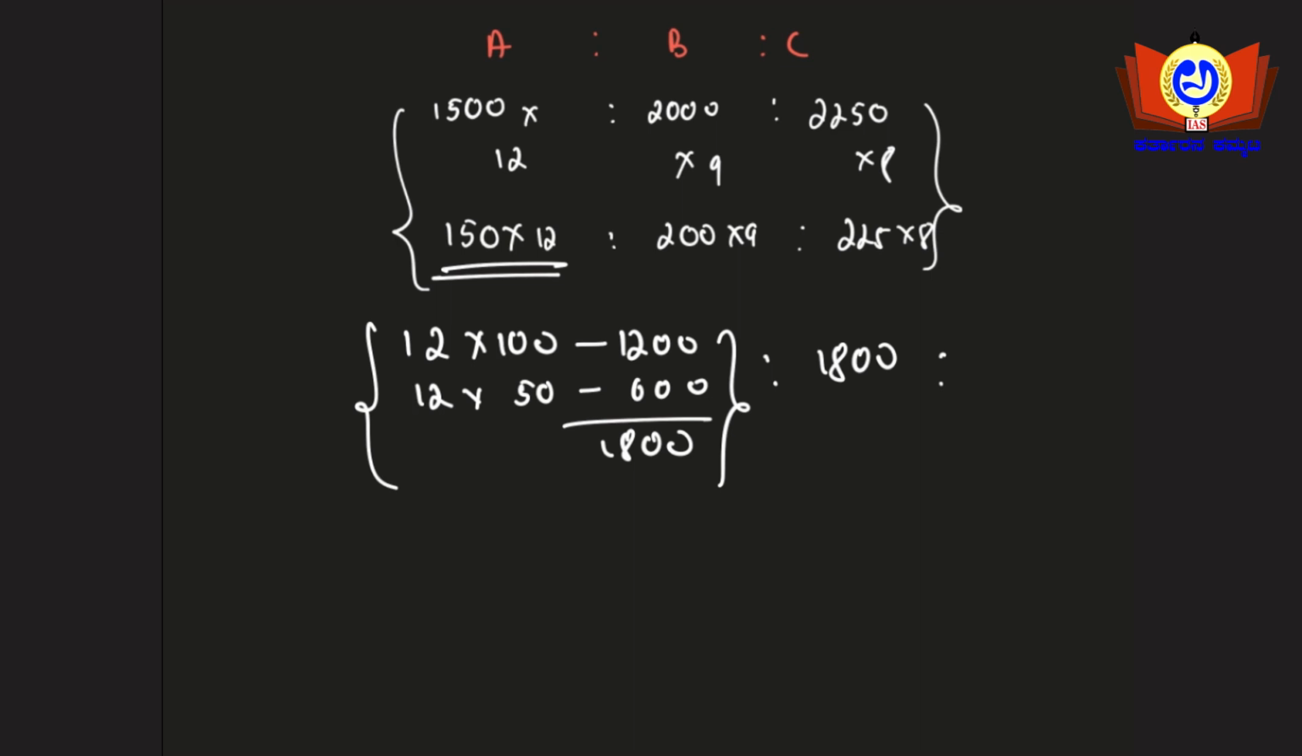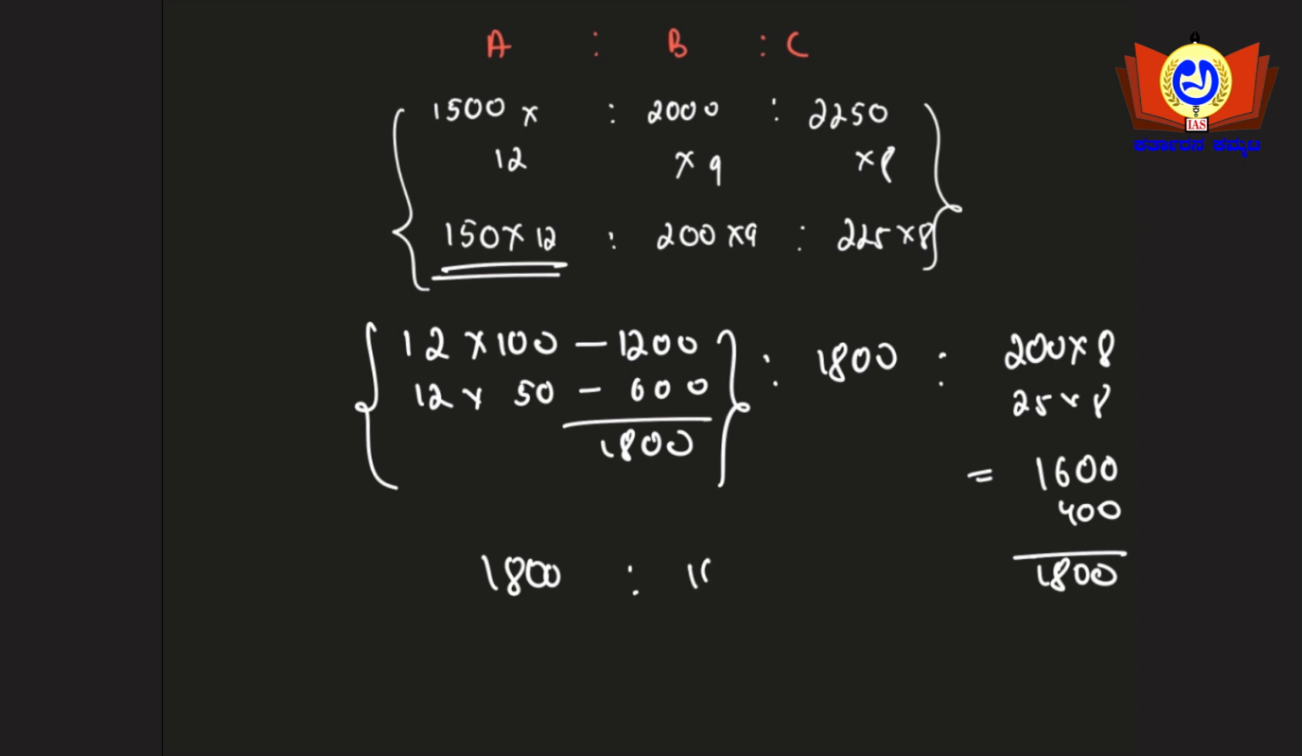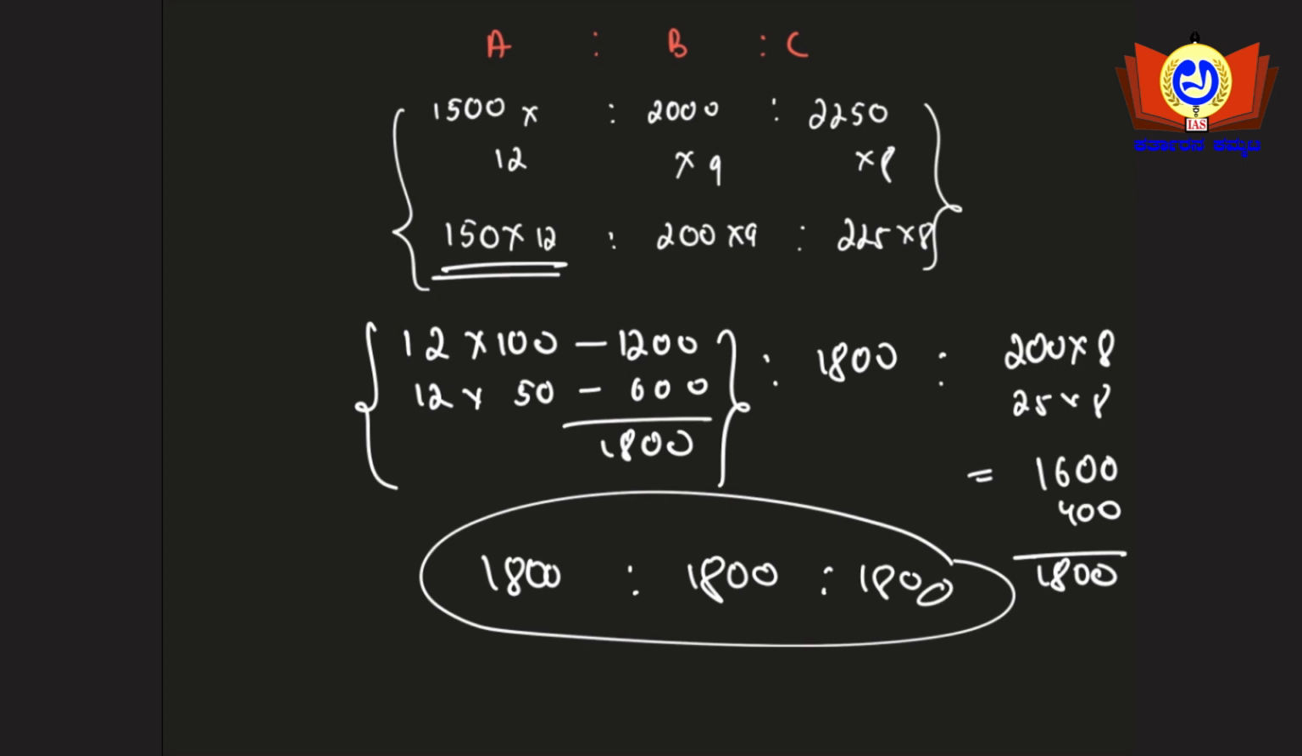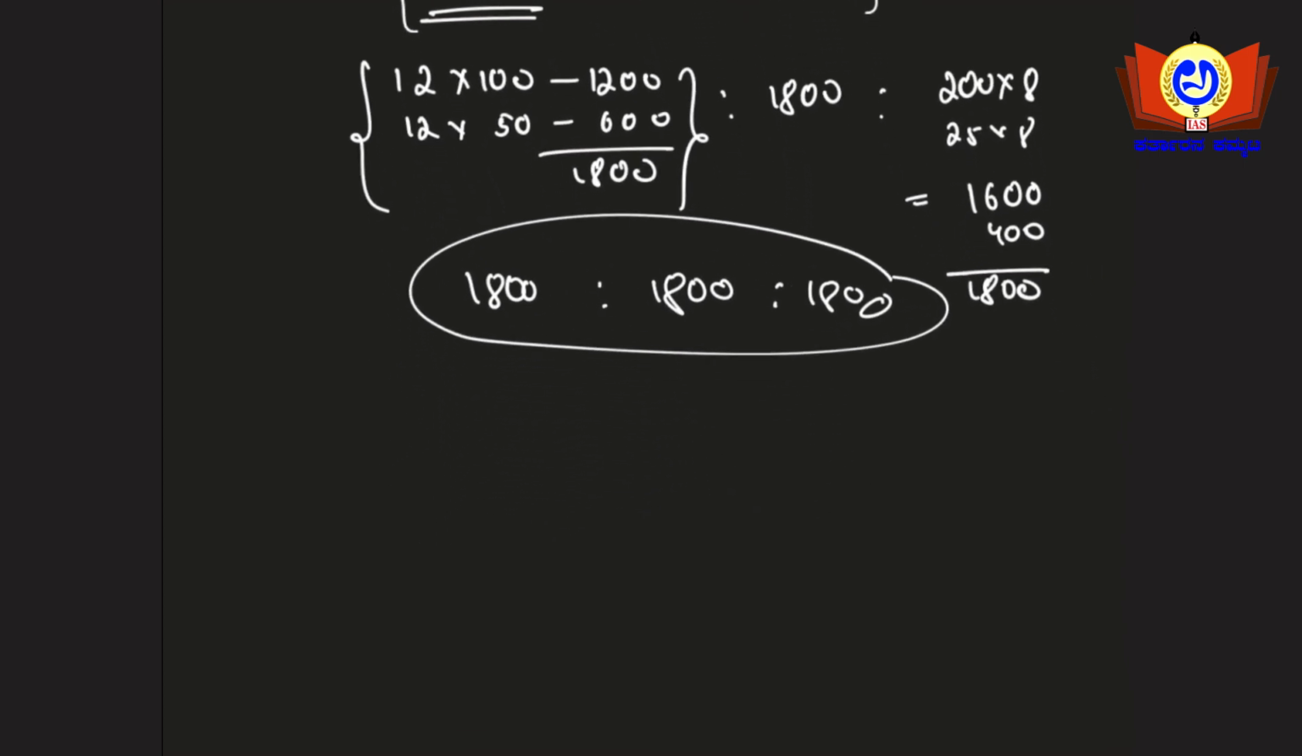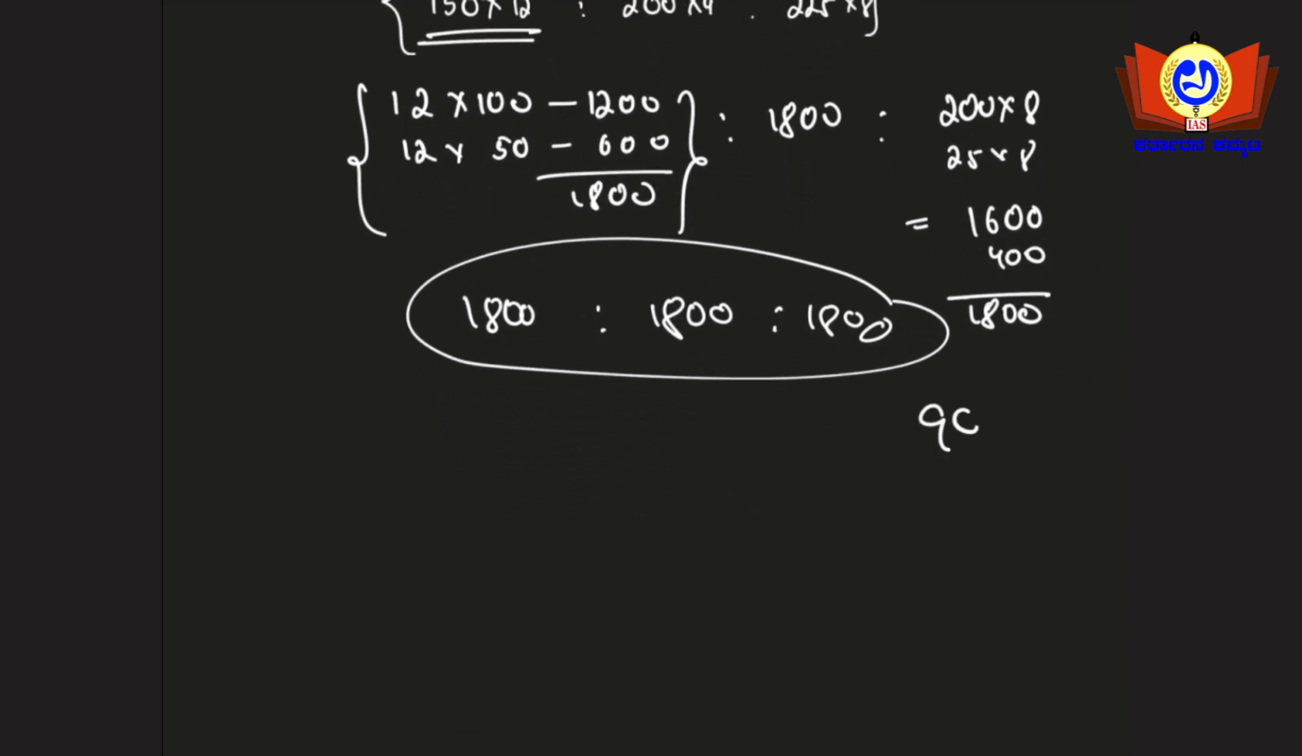Okay, 225 into 8. How can we write it? 200 into 8 and 25 into 8. 200 into 8 is 1600, plus 25 into 8 is 200, so 1800. Okay, so 1800 is to 1800 is to 1800. I have got the ratio here, yes or no? So the total profit is 900, right?